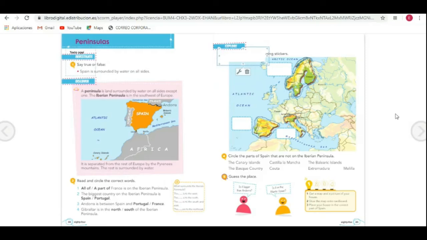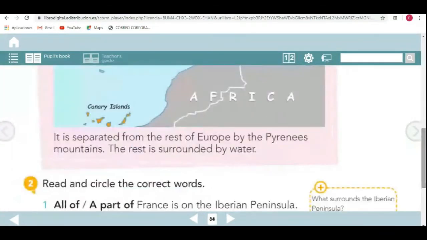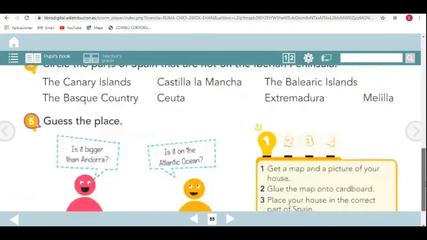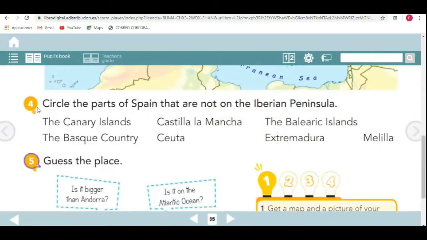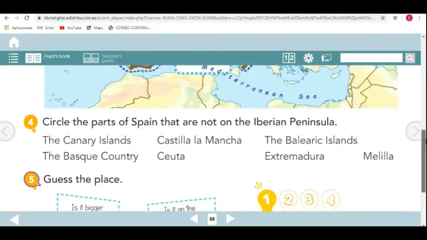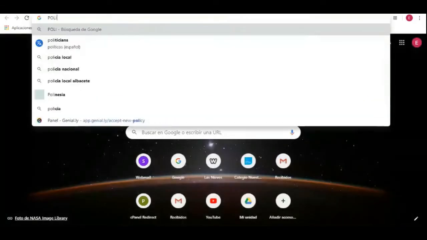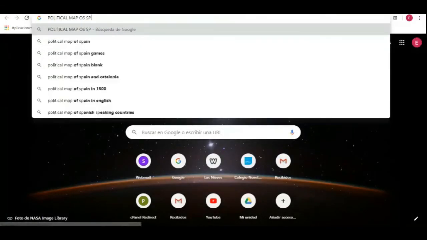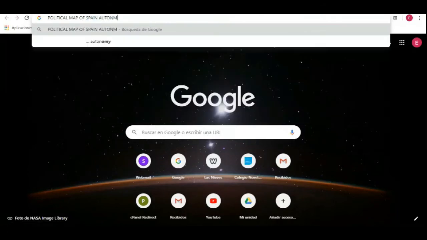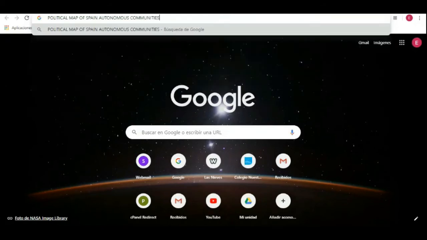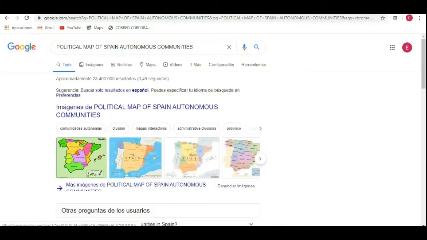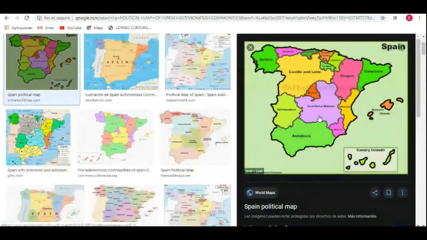Okay, activity number 4. What you have to do, if you haven't got a map, if you cannot look for a political map with activity 4, what you can do is go to page 10 of the social science book, and there you can find a map of it. But I'm going to look for you a political map. Okay, perfect.